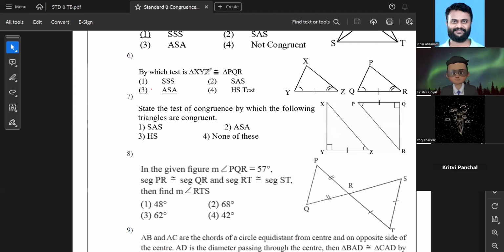Next one. By which test are XYZ and PQR congruent? ASA. Very good.